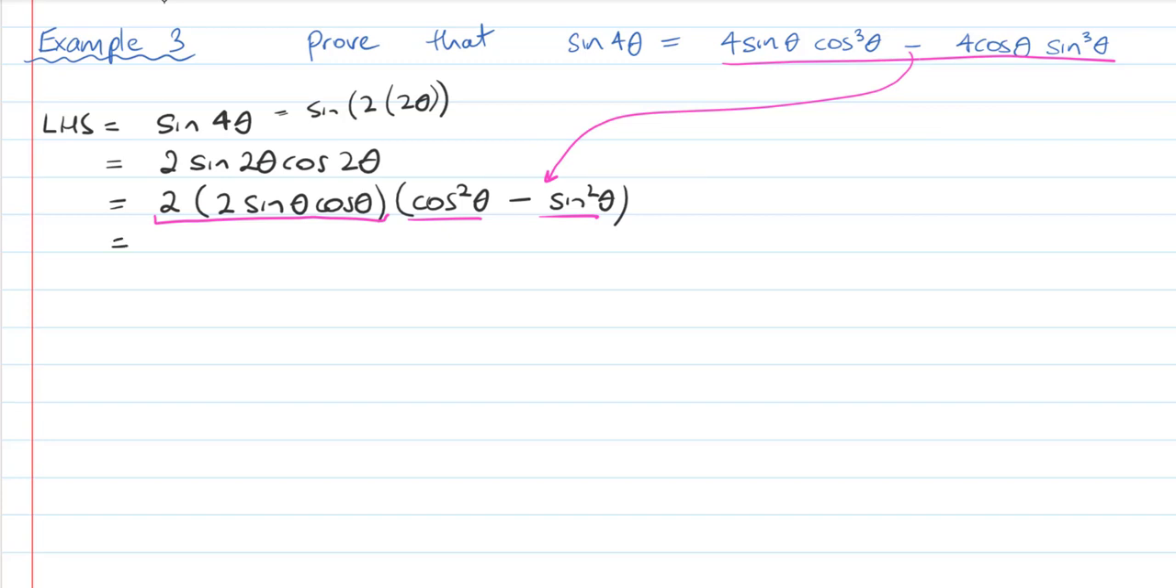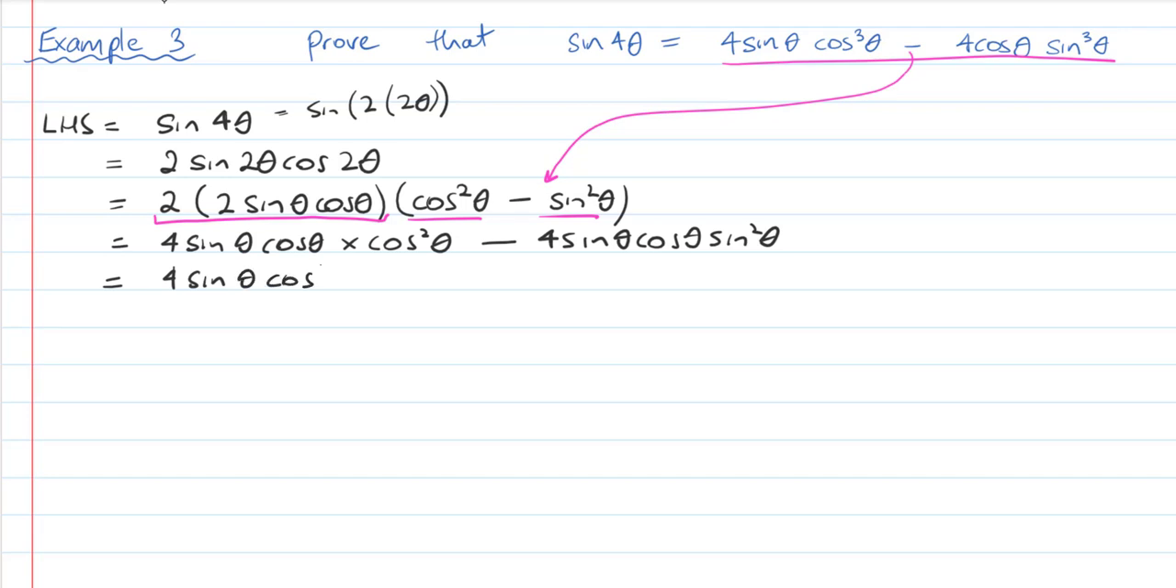So this is equal to 4 sine theta cos theta times cos squared theta minus 4 sine theta cos theta times sine squared theta. And that becomes 4 sine theta cos cubed theta minus 4 sine cubed theta cos theta.